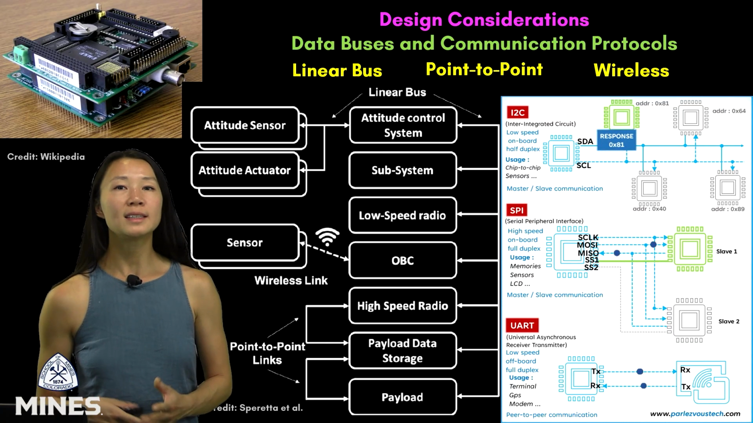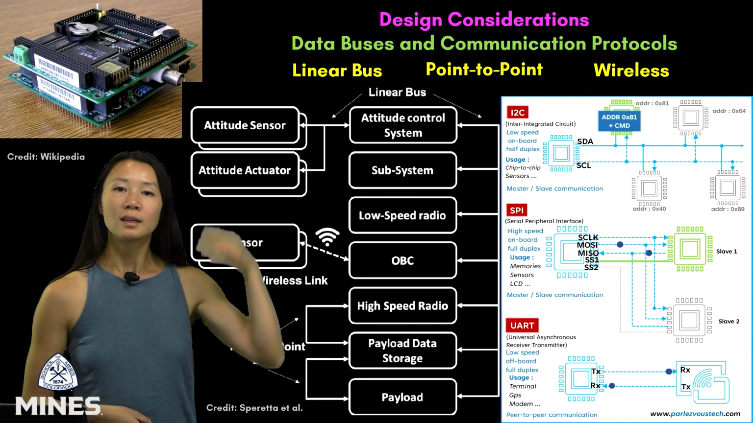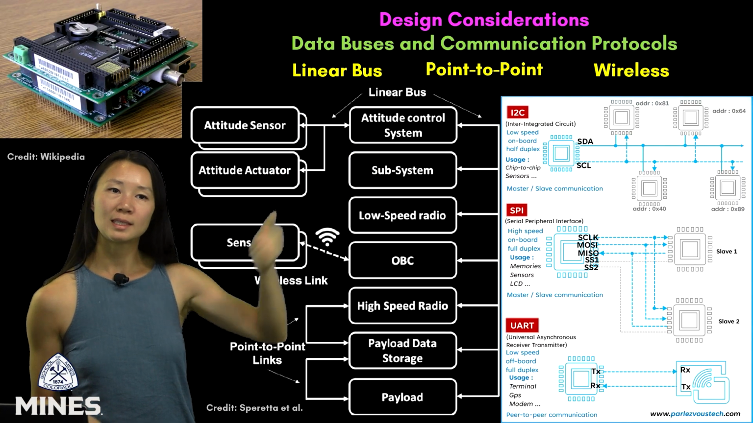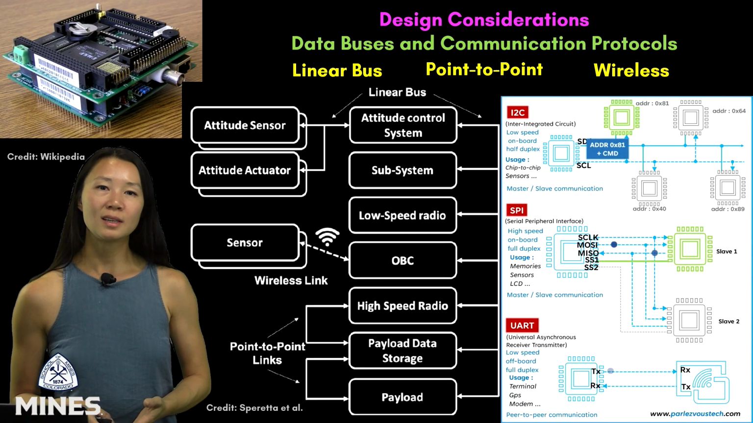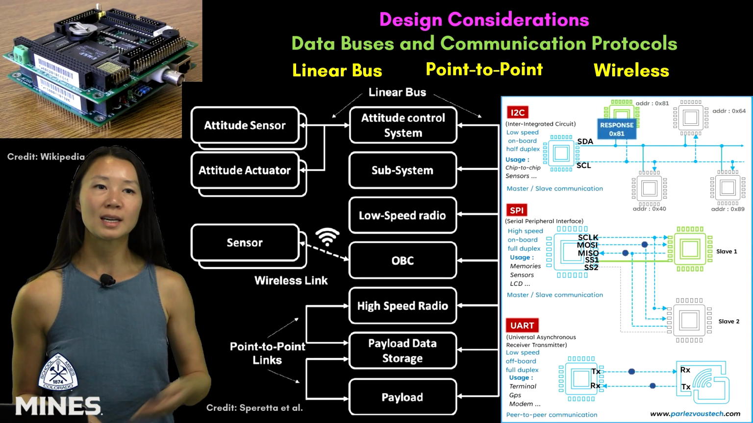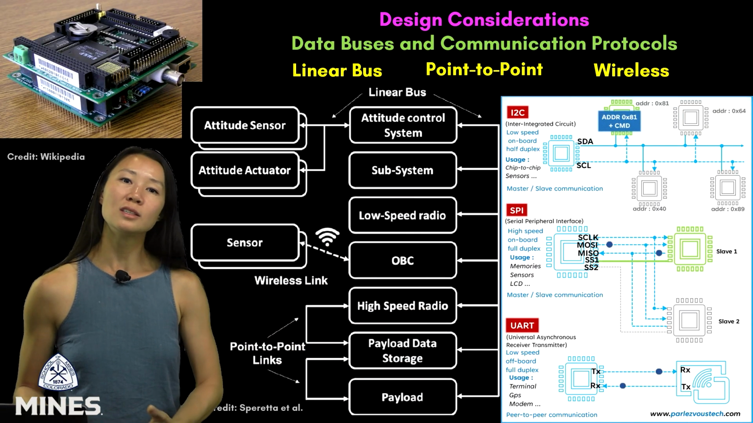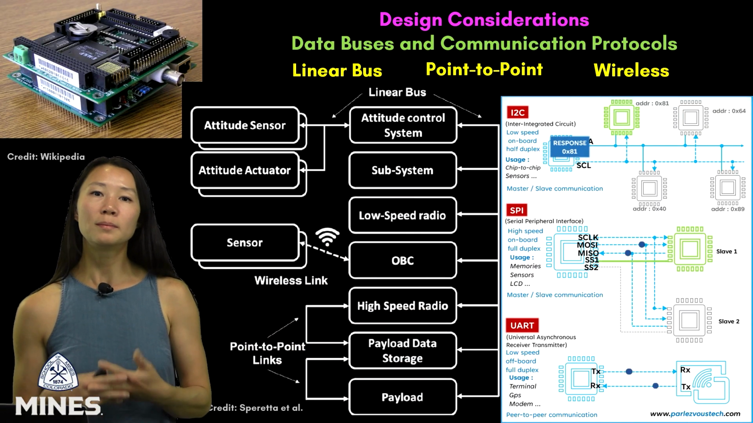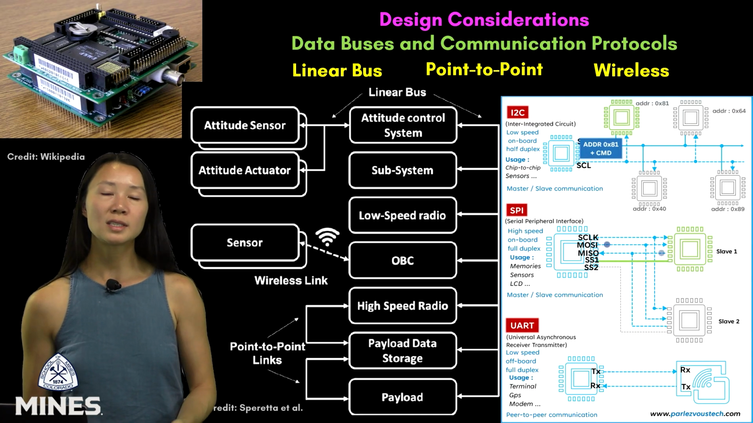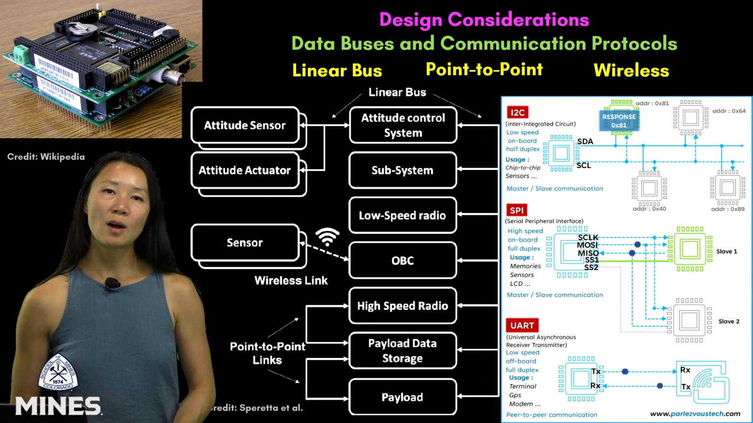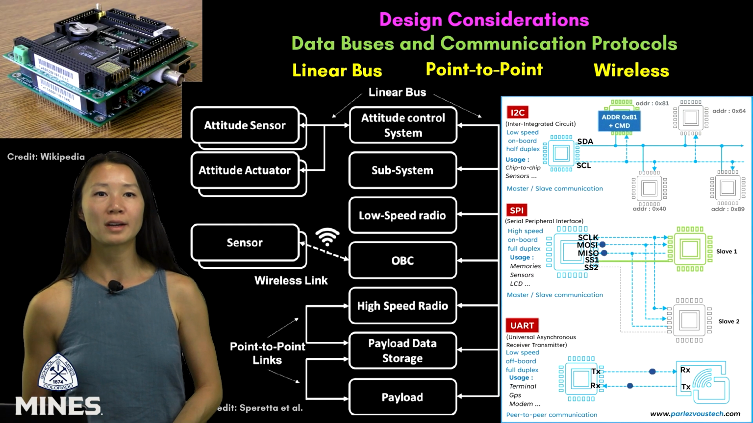There are three main types of data bus architectures to be aware of: linear buses, point-to-point buses, and wireless communication. First, we have the linear bus, which you can see here in the block diagram connecting many subsystems and components together on the right. This is a shared communication line that connects multiple devices in parallel. Each device listens on the same bus and takes turns talking. It's compact and efficient, ideal when you need to connect many subsystems with minimal wiring.